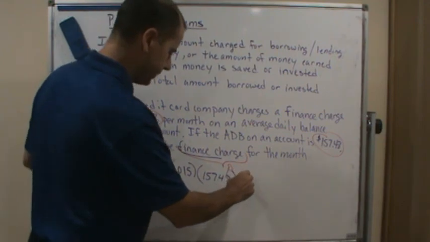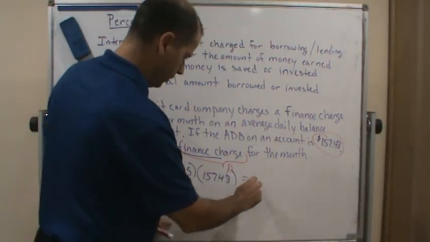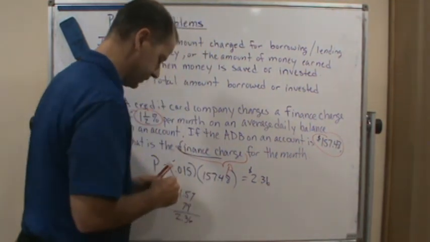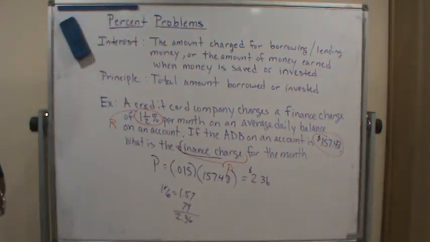If you multiply this and round to the nearest penny, you get $2.36. And that's the amount of the finance charge for that month for using the credit card.